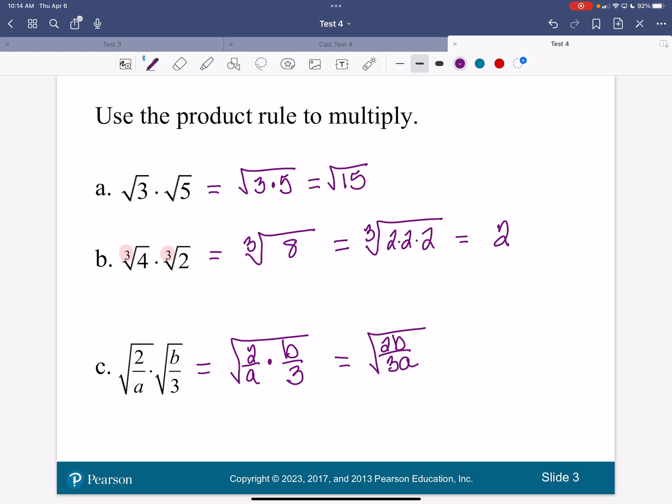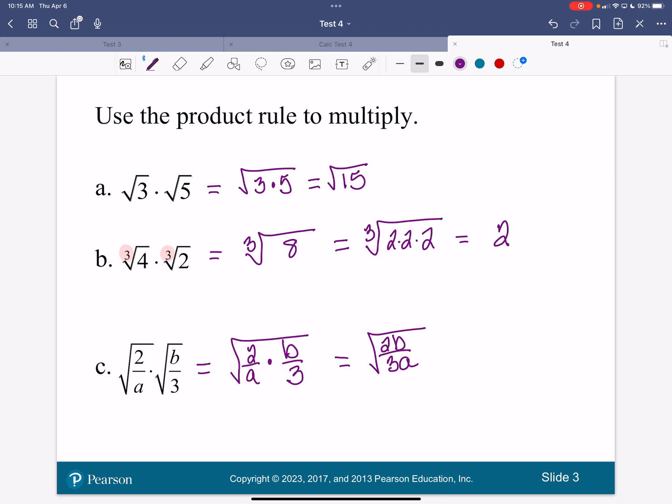Now, we will eventually start rationalizing denominators, and that's something that we'll do next week. But right now, we're just practicing with the product rule, and so we'll take this a little bit further next week.